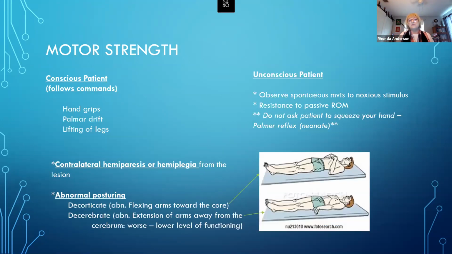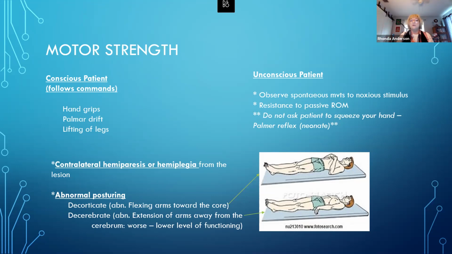Now, the next thing we're going to do is motor strength. Now, in a conscious patient, we just ask them to follow commands, and we test each side simultaneously. So you take both hands and tell them to squeeze your hands as strong as they can, push you away, pull away, the push-pulls that you do on your head to toes.